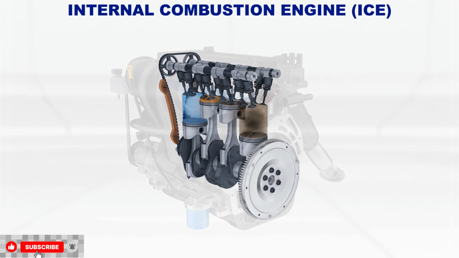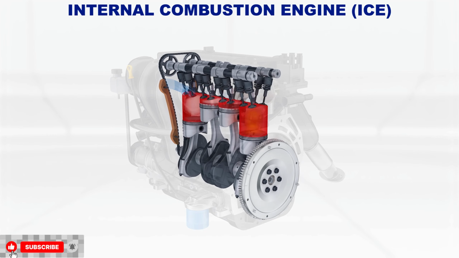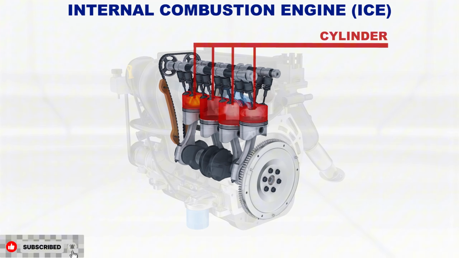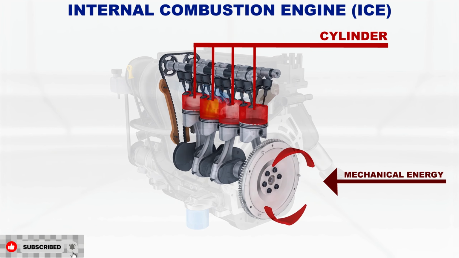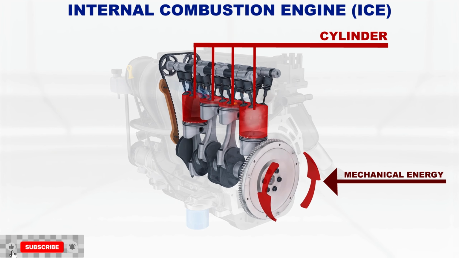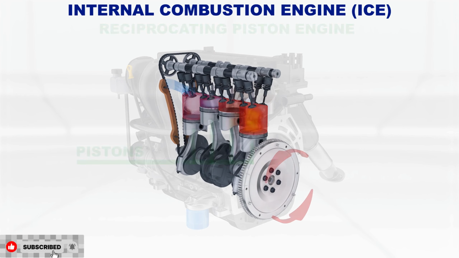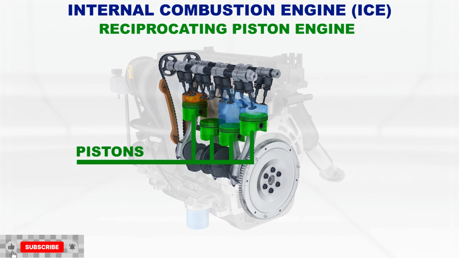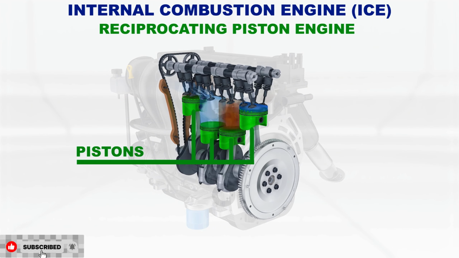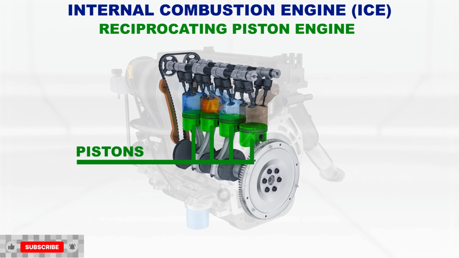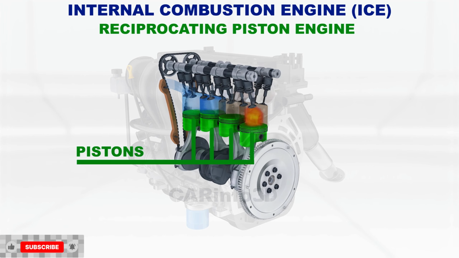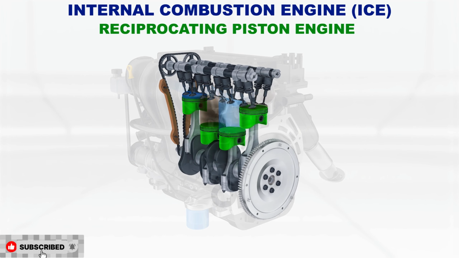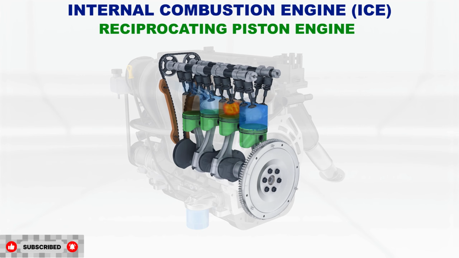Operation of the internal combustion engine, or ICE. The internal combustion engine converts the combustion energy of the fuel inside the engine into mechanical energy. One type of internal combustion engine is the reciprocating piston engine. The vast majority of vehicles are powered by a 4-stroke reciprocating engine. In this video, we will go over the operation of such engines using the example of a 4-stroke piston engine powered by gasoline.